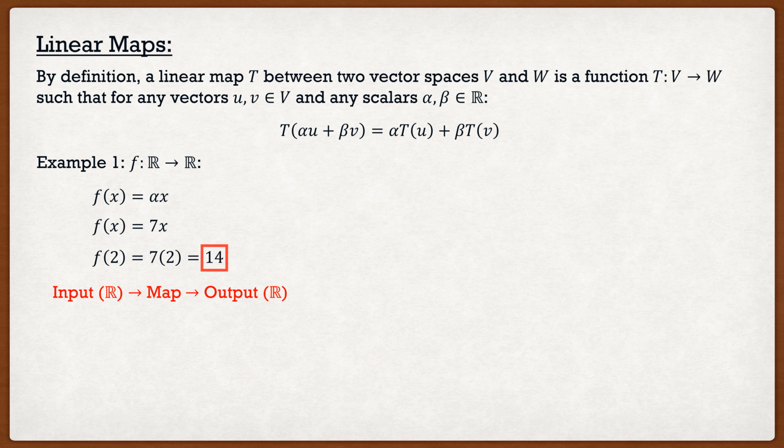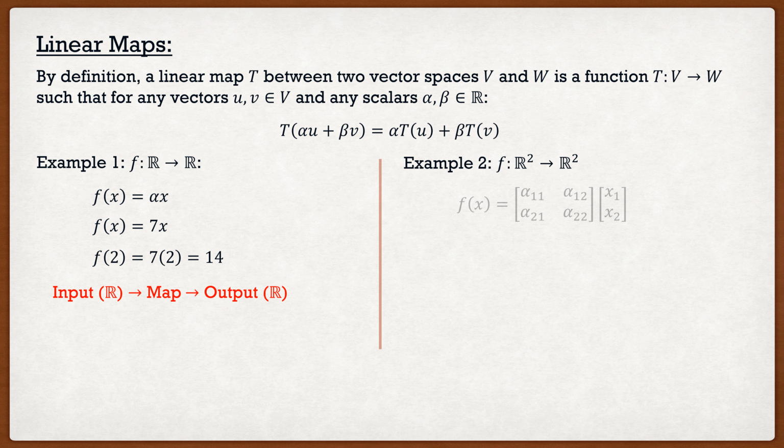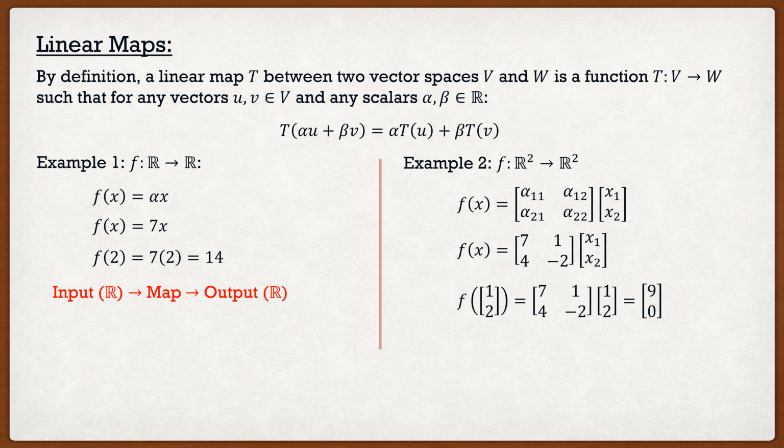Now, it's not just limited to one-dimensional maps. Of course, we can have two-dimensional maps. We can have a linear map from R2 to R2, and that would look something like this, where we have a matrix, alpha 1,1, alpha 1,2, alpha 2,1, and alpha 2,2, and we multiply it by the vector x1 and x2. Let's say our matrix is 7, 1, 4, and negative 2. I can do the exact same procedure, where I input a vector x, in this case 1, 2. I put it through my linear map and I receive an output, in this case 9, 0.